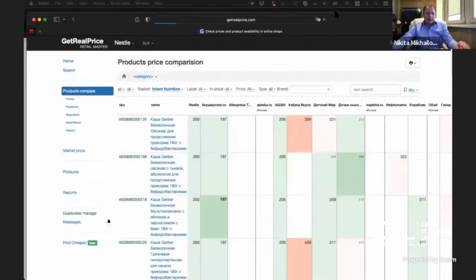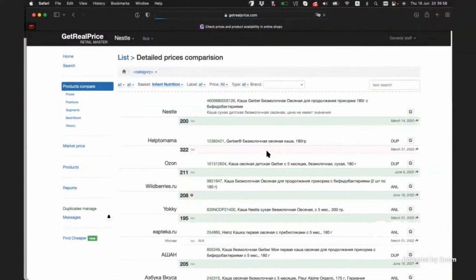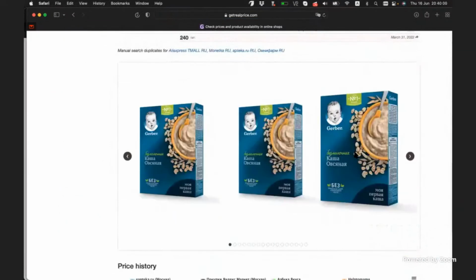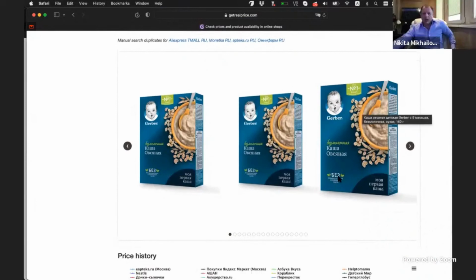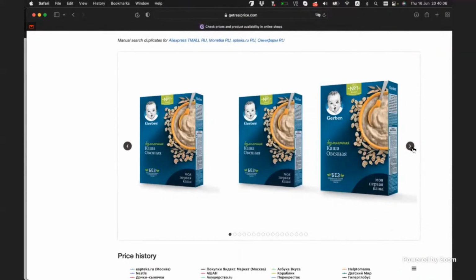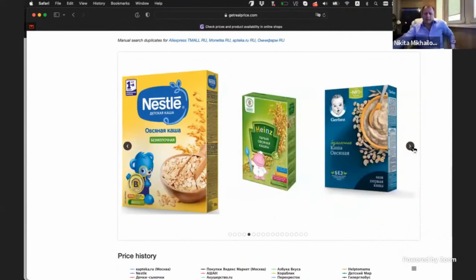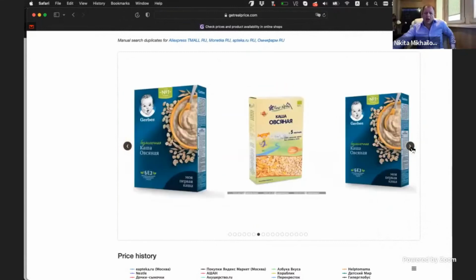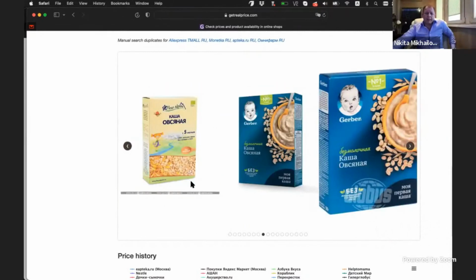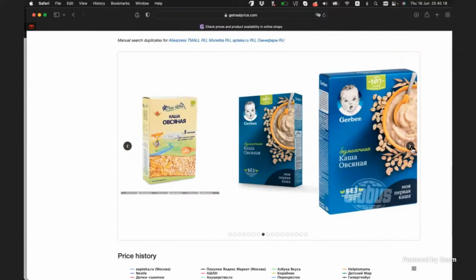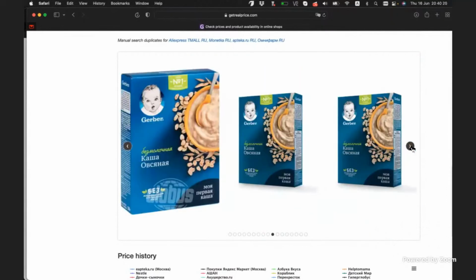So if you are an FMCG manufacturer, just imagine this is the case of Nestlé, for example. An example of our client Nestlé is baby food. We match also the competitive products to the Nestlé one.